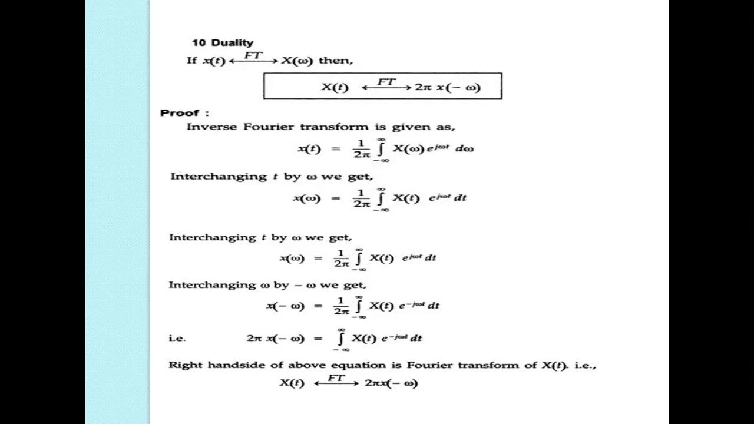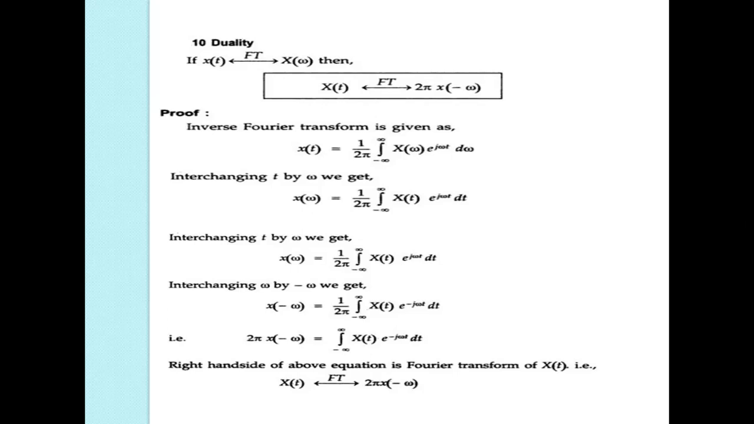Now the duality property. Duality is also a very important property. In some of the examples, we are using this property to solve problems in a simple way. Even complex problems we can easily simplify by using this duality property. How can we derive this?